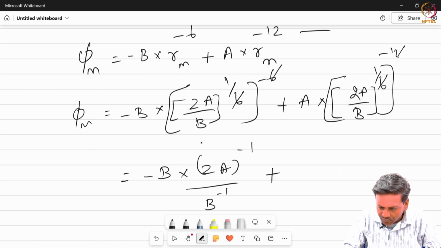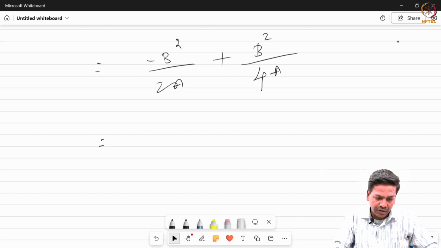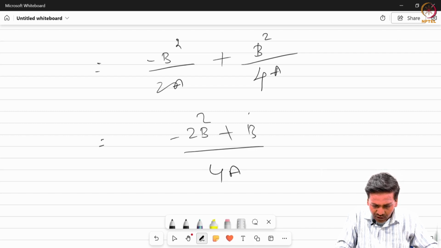Plus we have a into 1 by 2 power 2 into 1 by a square into 1 by b square, right? So here we have minus b square by 2a plus b square by 4a. So we have 4a common. Then we will have minus 2b square plus b square, which will be minus b squared by 4a.